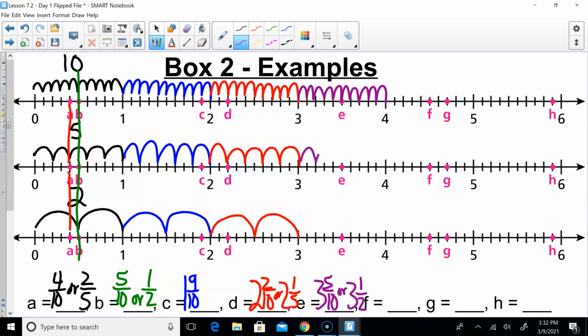But notice it doesn't match up with a fifth because it jumps right over it, but it does match with halves. And we'll continue on. 1, 2, 3, 4, 5, 6, 7, 8, 9, 10. These are 2s. 1, 2, 1, 2, 1, 2, 1, 2. And these are halves. 1, 2, 3, 4, 5.